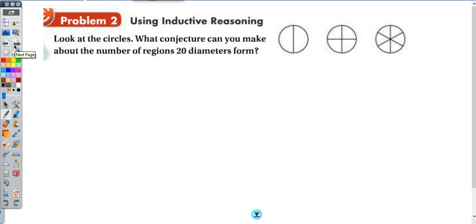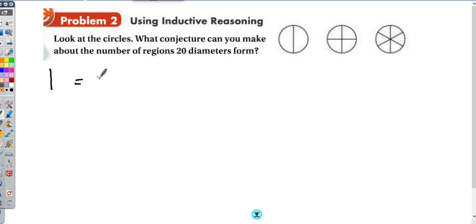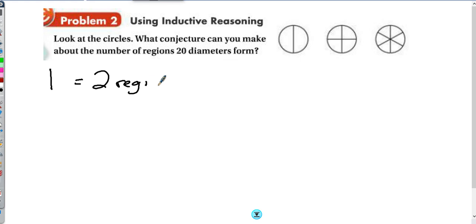So using inductive reasoning, look at the circles. What conjecture can you make about the number of regions 20 diameters form? We have to look at the pattern and then use the pattern to make a conjecture. If one diameter goes the whole way through your circle from side to side, how many regions do I have? 2. So 1 equals 2 regions, right? Let's keep doing this.